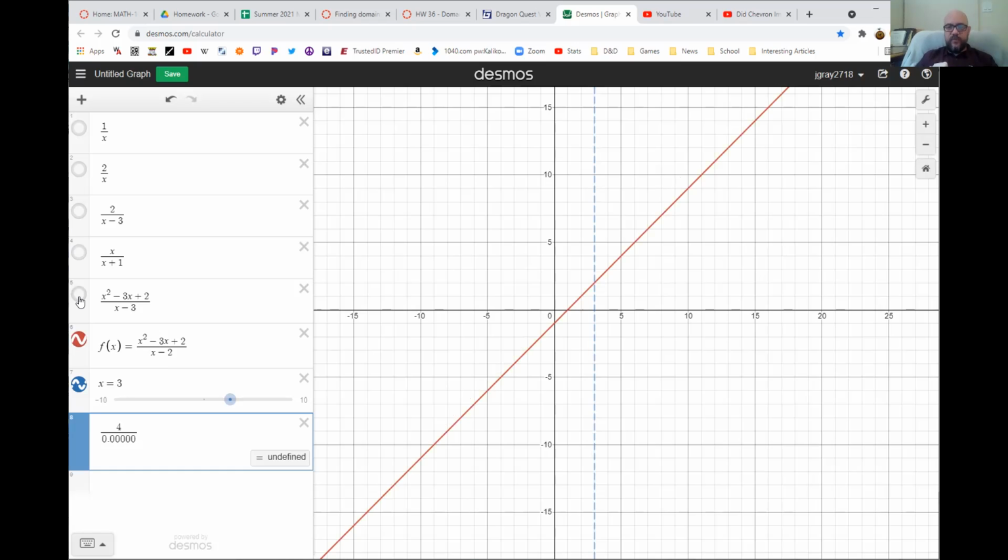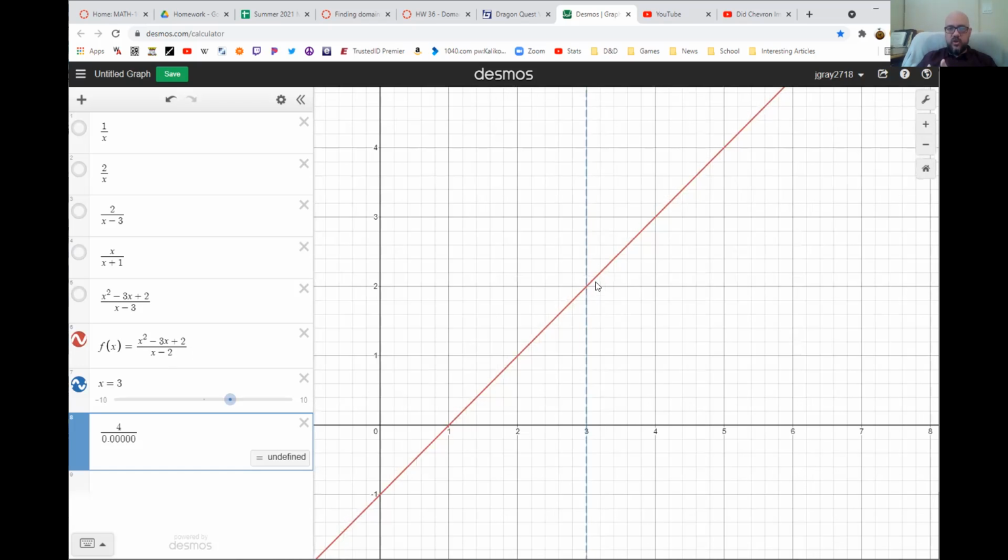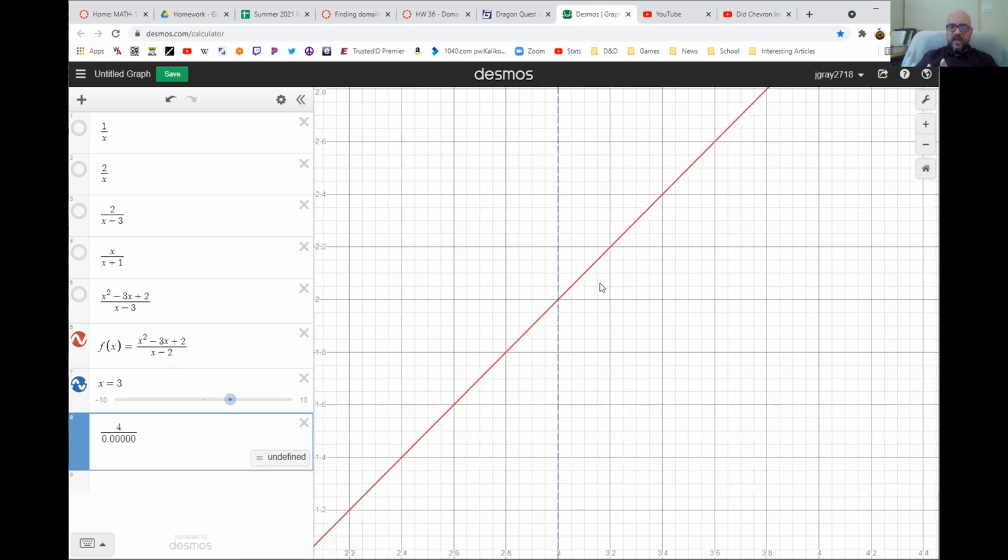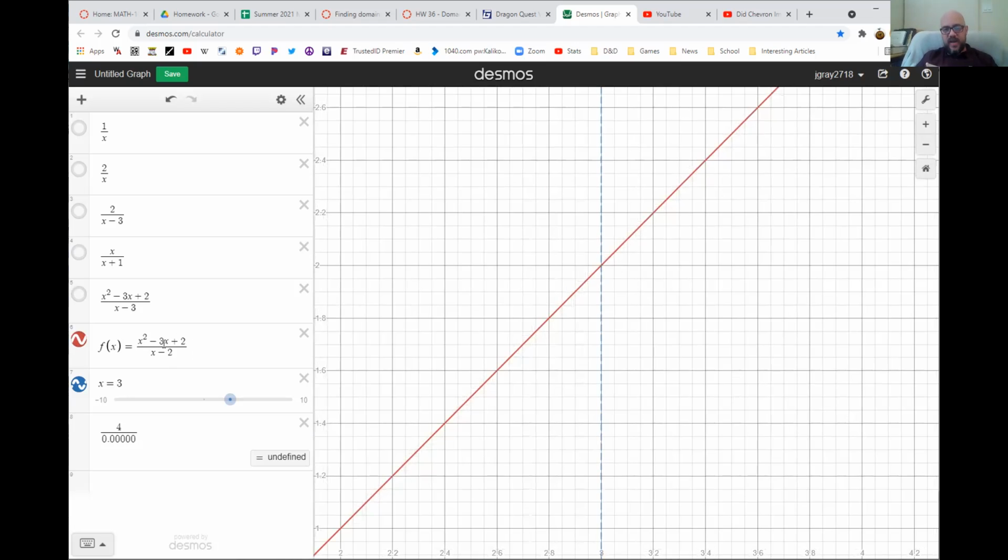And you might ask yourself, why? What? How is this a line? And we're going to see that in just a second. So let me zoom in here just a little bit and show you that it's not quite a line. It's almost a line, but it's not defined at x equals 2.